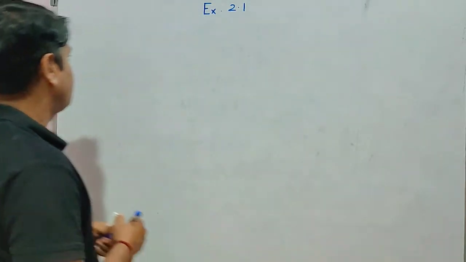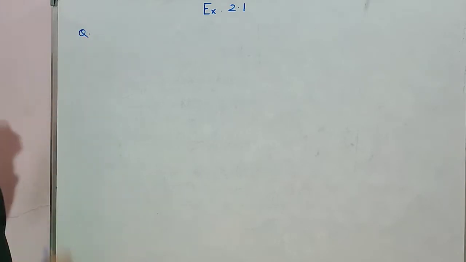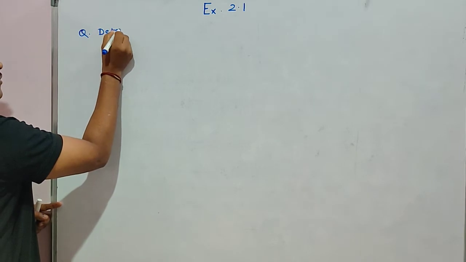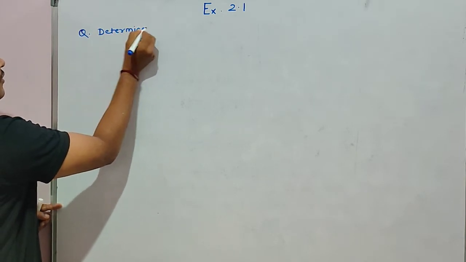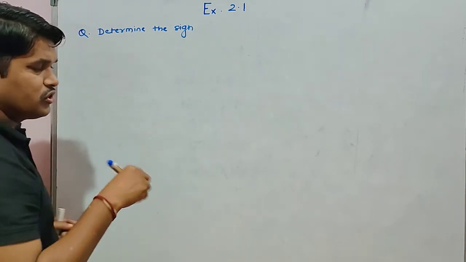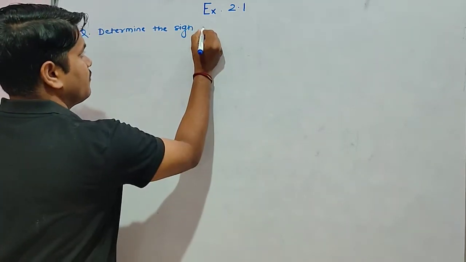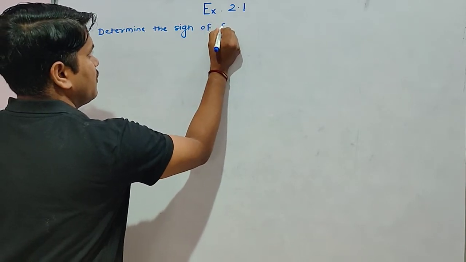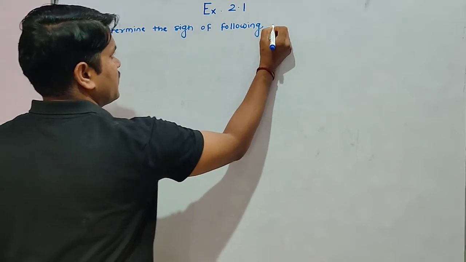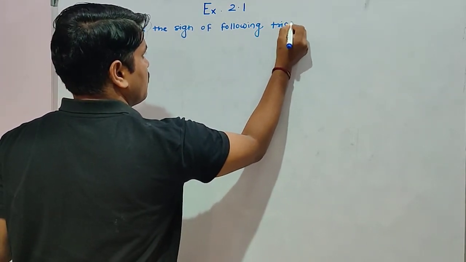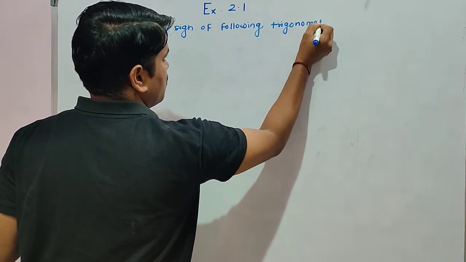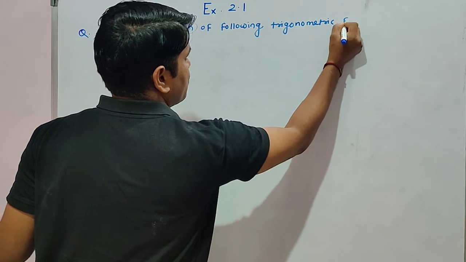So the first question: determine the sign of the following trigonometric functions. Sign means it is positive or negative. We have to find the sign.